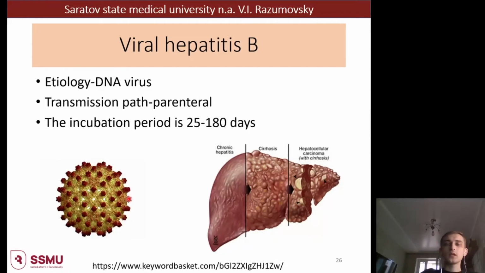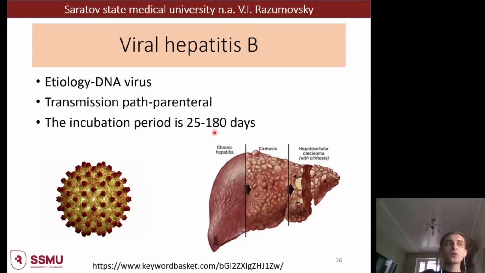Viral hepatitis B is really a dangerous disease, and we, as medical workers, are in the risk group, because the most important way of dissemination is parenteral, and it means that the virus spreads with blood and other body fluids of the ill patient. The etiology is a DNA virus, and you may see a photo in this part of the slide. The incubation period of this infection is something about 25 to 180 days, and this type of virus typically has a chronic course.